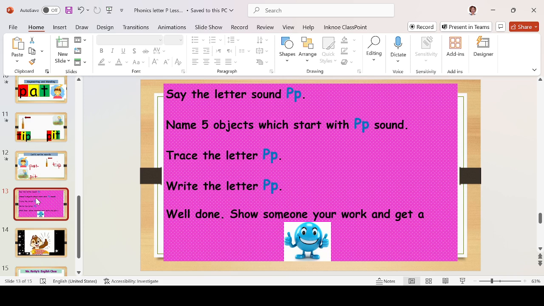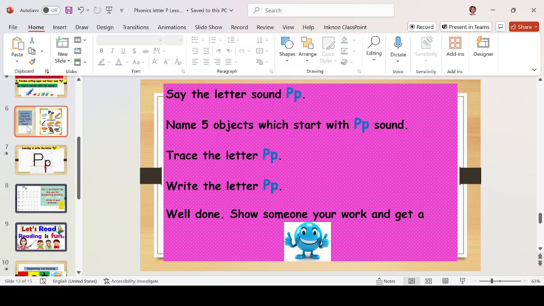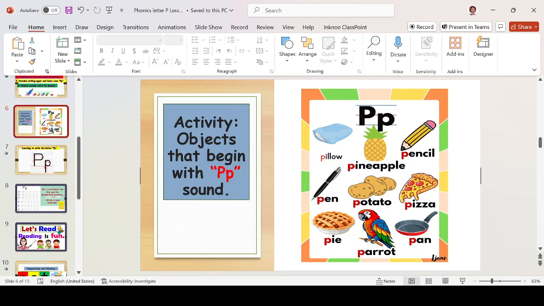Well done. So now for your homework practice, I want you to say the letter sound P almost every time. And name 5 objects which start with the P sound. This one you can do it very well. And then if you forgot, you can check. We have them here. Those are the 5 objects that start with P sound. You can choose only 5. We have got so many, right?